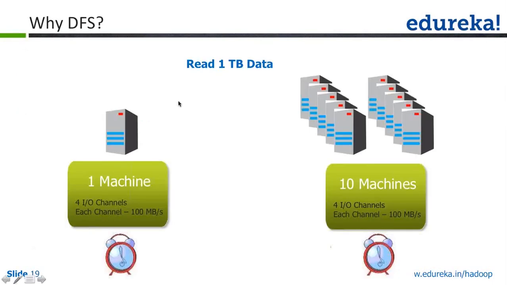Okay. Look at this problem. You have to read 1 terabyte of data. If it is kept on a single machine, which has 4 IO channels, which means it has 4 hard disks, and each channel has a read speed of 100 Mbps, which means it's a very good sophisticated machine, how much time will it take to read it? Basically, this is the kind of time it will take. It will take around 45 minutes. To be precise, it will be somewhere around 43 odd minutes, but 45 odd minutes it will take to read 1 terabyte of data from a single machine.